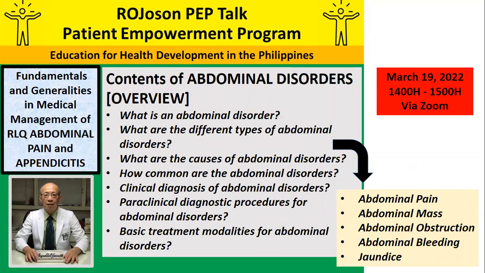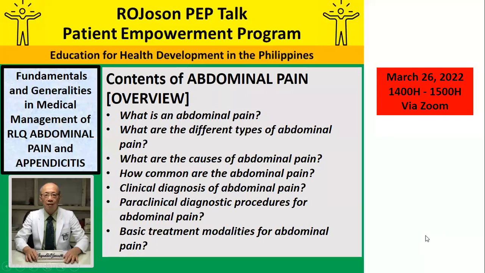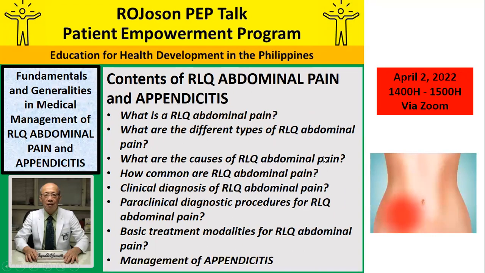March 19, 2022, I gave this talk on abdominal disorders: an overview. Essentially, I focus on the 5 different types of abdominal disorder: abdominal pain, abdominal mass, obstruction, bleeding, and jaundice. So we have taken up abdominal pain. Today we will be more specific and go onto the specific location in the abdomen, which is the right lower quadrant. Then in subsequent lectures, we will be tackling the other disorders like the mass, obstruction, bleeding, and jaundice. Abdominal pain and overview was taken up last week. But for today, we'll be focusing on right lower quadrant abdominal pain and appendicitis.